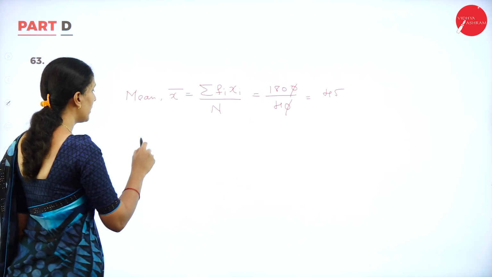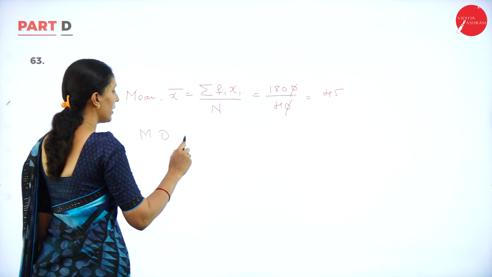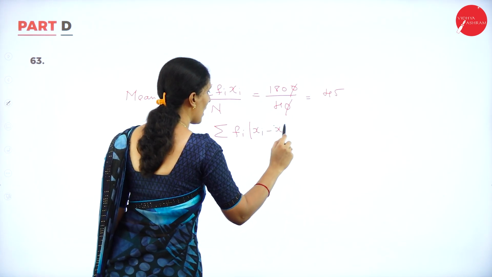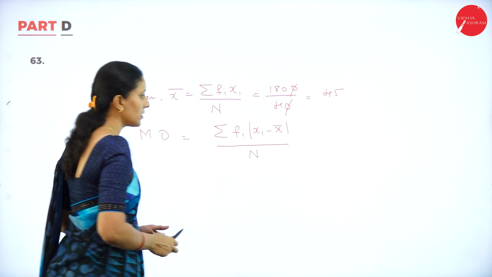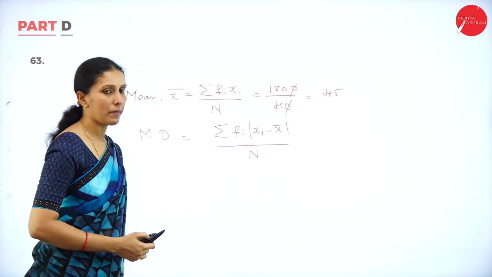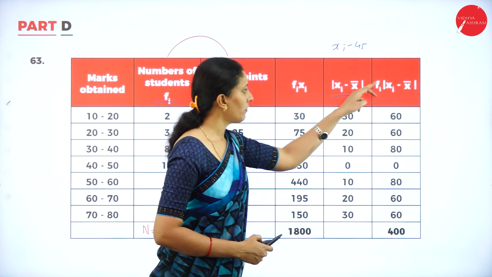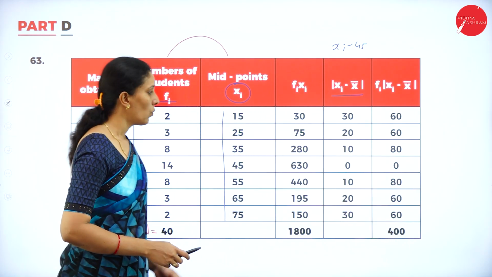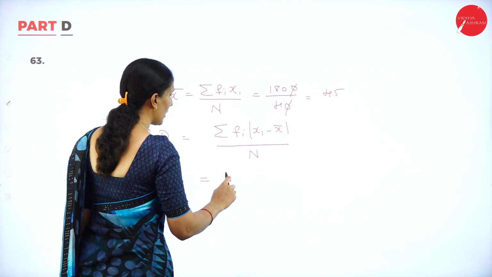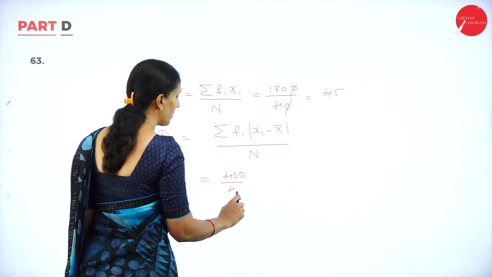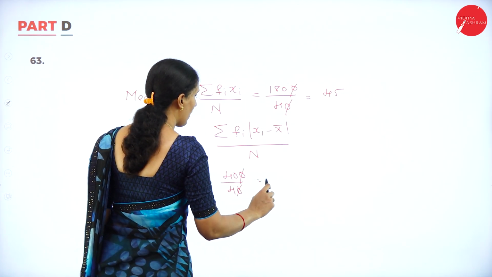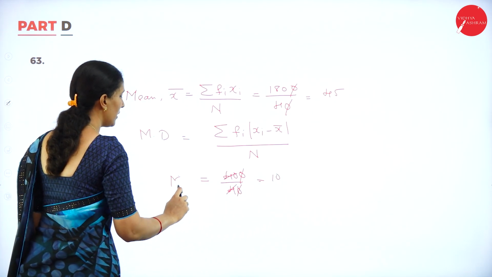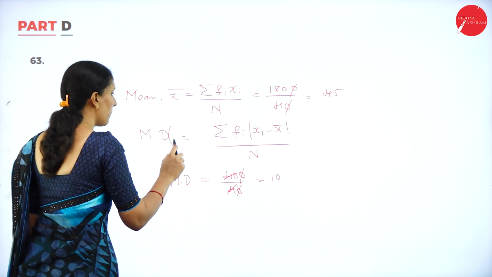Because we know that mean deviation is summation fi times modulus of xi minus x bar, divided by n. That is, we need to find this fi times modulus of xi minus x bar and add it. So we will find it for all the corresponding scores and add it. Once you add it, substitute it back in the formula. So 400 divided by 40, you will get the value as 10. So this is the mean deviation about mean.